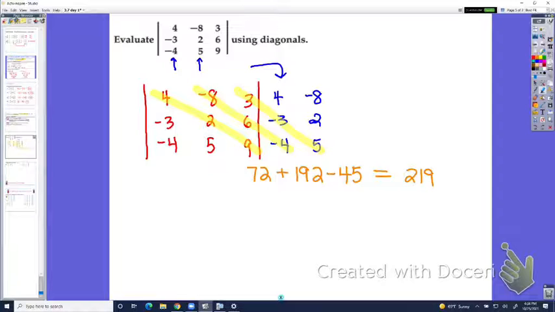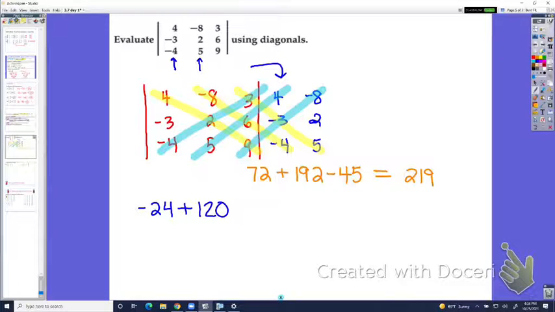I'm going to highlight the right diagonals in blue. So again, we're going to find the product of those on the way down. So 3 times 2 times -4 is a -24. The middle diagonal is a 4 times 6 times 5, which is positive 120. And then the last one is -8 times -3 times 9, which ends up being 216. So if you add up those products, you get 312.